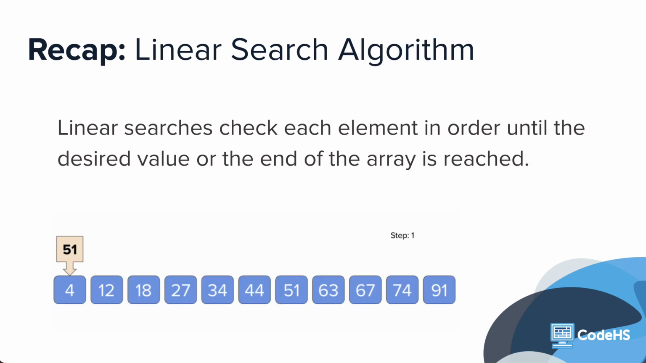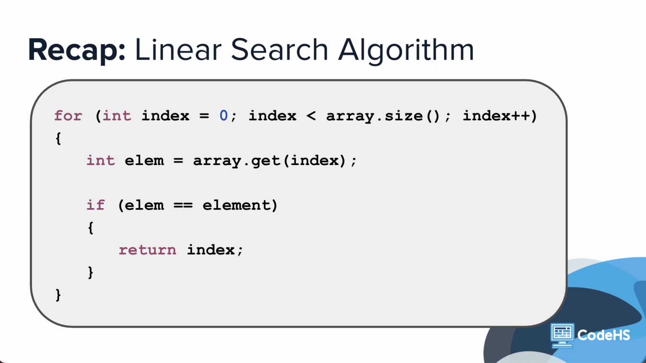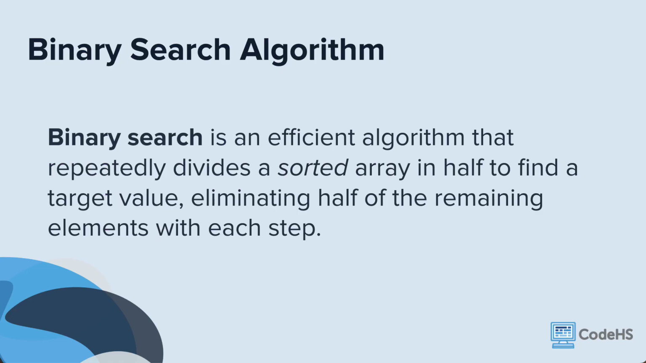Remember the linear search algorithm? Linear search algorithms check each element in order until the desired value or the end of the list is reached. Our algorithm used a for loop to search through the list. While this process works fine for smaller lists, it can be terribly inefficient if you have to search through large lists of data to find the desired value. Are there other, possibly more efficient searching techniques you can use? Absolutely. Introducing the binary search algorithm.